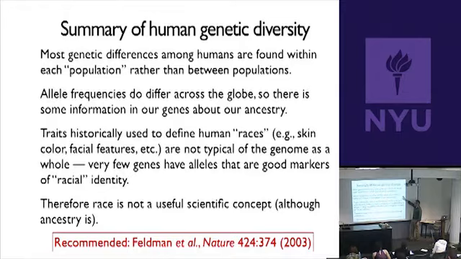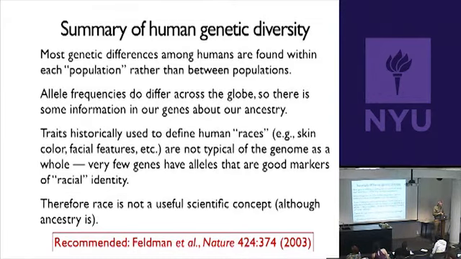The big conclusion is that traits historically used to define human races, for example, skin color, facial features, and so on, are not typical of the genome. So the things that we recognize, because we as a species are good at trying to distinguish, trying to make patterns where they might not even exist, those visual traits, are not typical of the genome. And what that means is that very few genes actually are good indicators of racial identity, racial in the sense of an invalidated scientific concept.